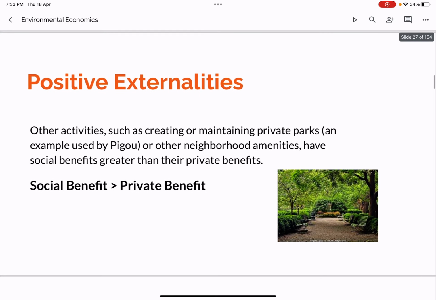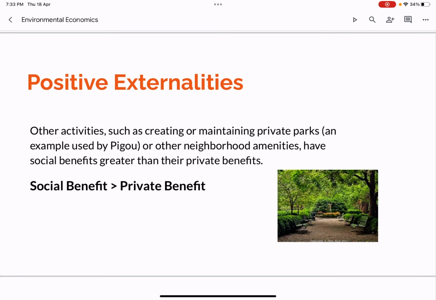Some more examples, like having private parks, right? Even if the park is private, and not a publicly available space, one might think that if there is a private park around, the residents staying around would benefit from clean air, much more peace, right? Fresh air, the beautiful environment. All this would be a benefit to the neighbors who are staying around the private park, right?